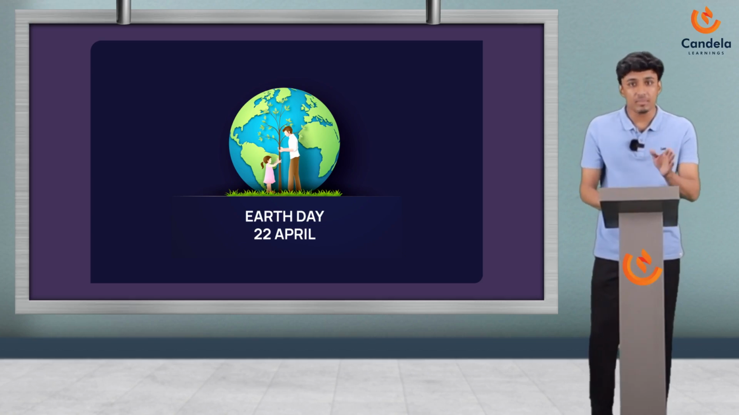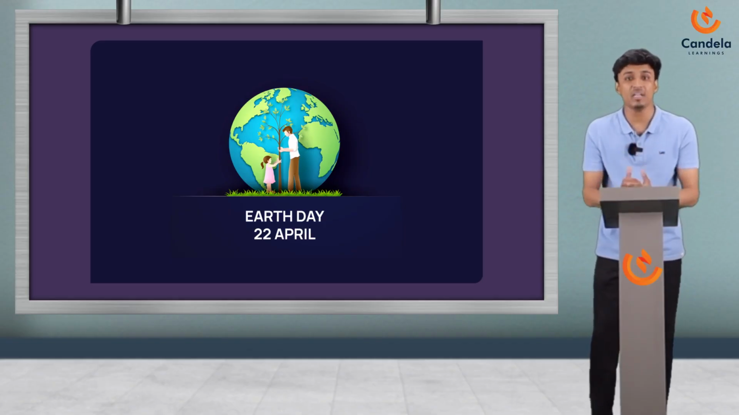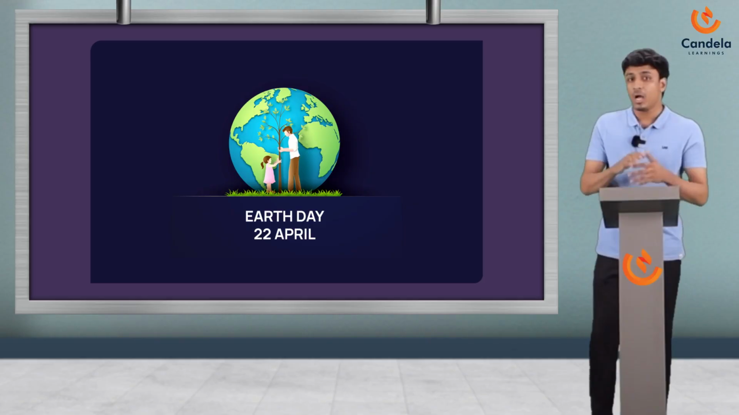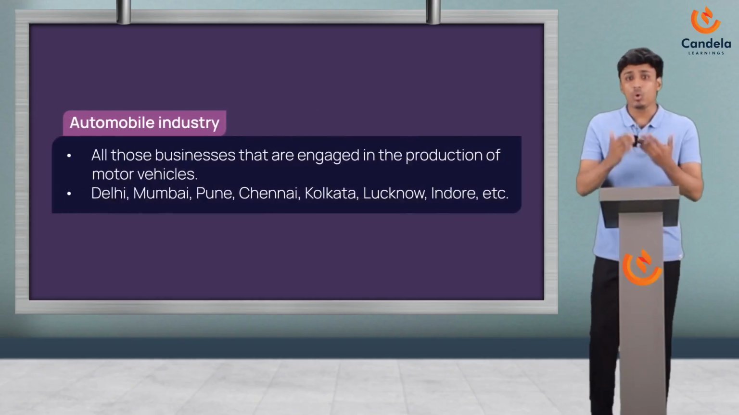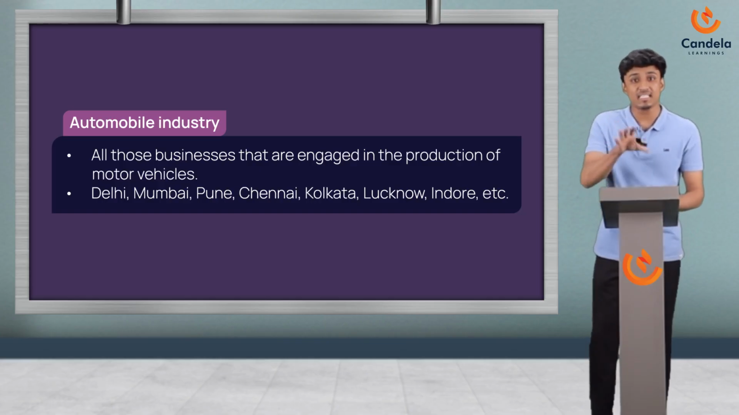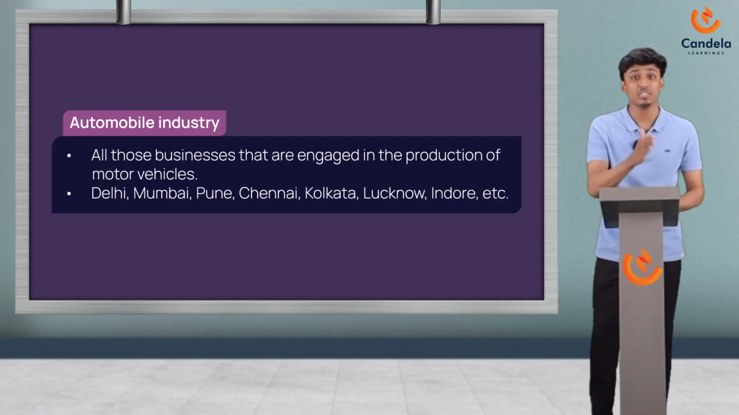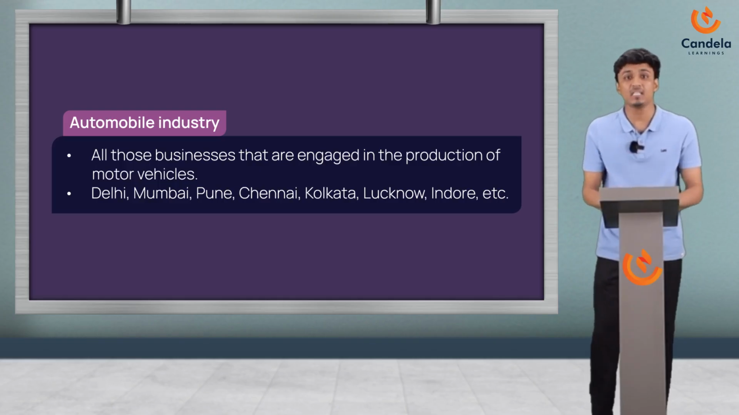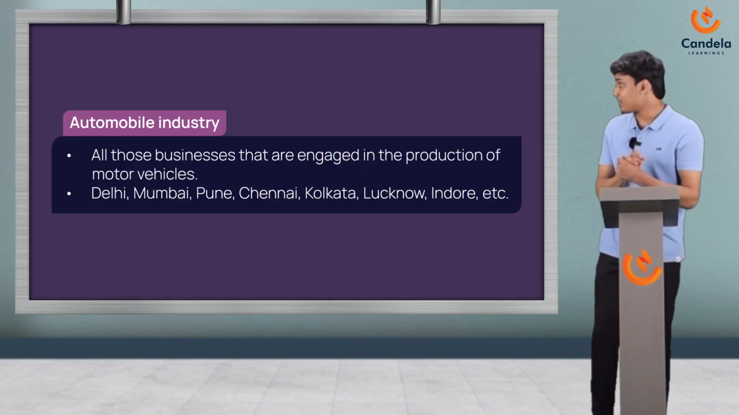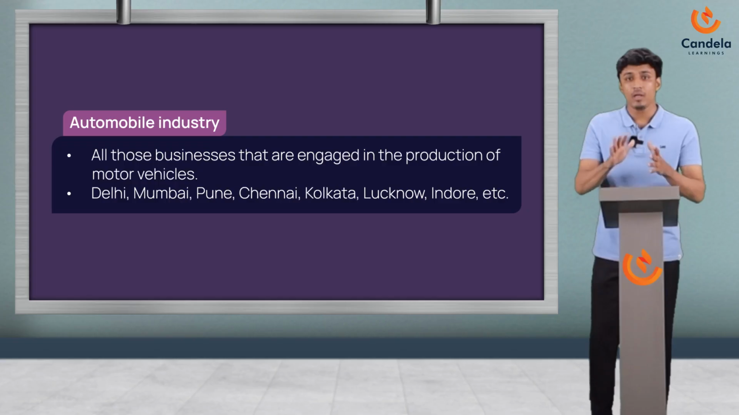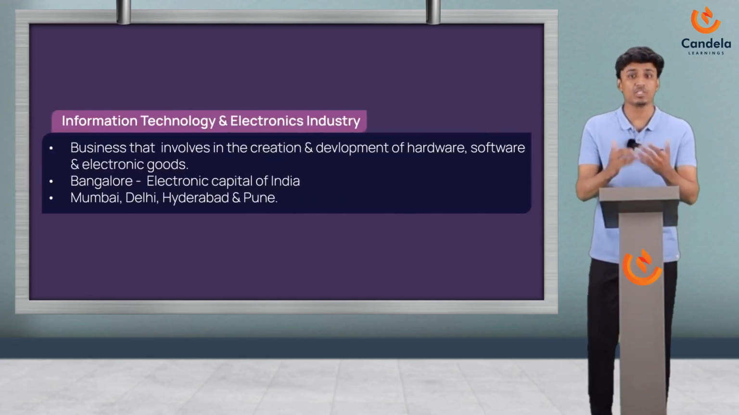So before we discuss on the basis of ownership, let's go through the automobile industry followed by the information technology and electronics industry. So first, automobile industry. The automobile industry refers to the business of designing, manufacturing, marketing, and finally selling of motor vehicles like cars, trucks, and buses. These businesses also manufacture their components and parts as well. And below, you can see I mentioned some places where this industry is located: Delhi, Mumbai, Pune, Chennai, and so on.